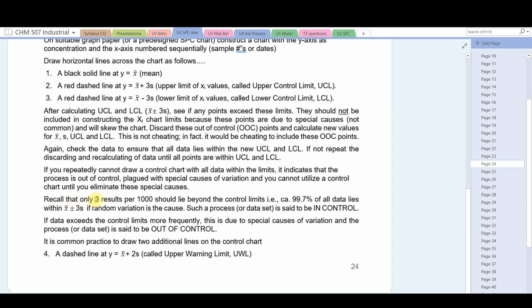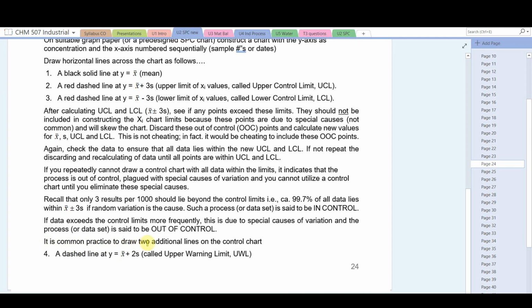Remember that only 3 results per 1,000 should lie beyond the control limits. So that is 99.7% of all data lies within plus or minus 3 standard deviations of the mean, if random variation is the cause. And such a process or data set is said to be in control. If data exceeds the limits more frequently than this, it is due to special causes of variation, and the process is said to be out of control.